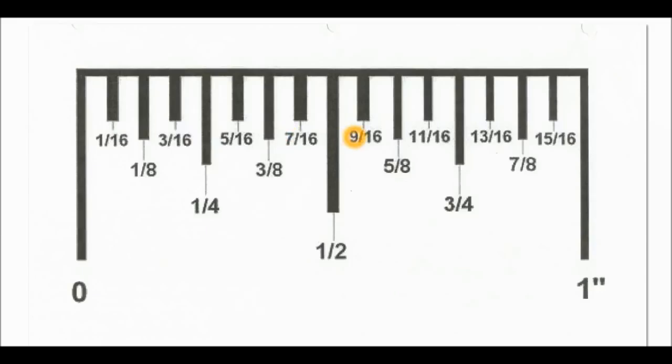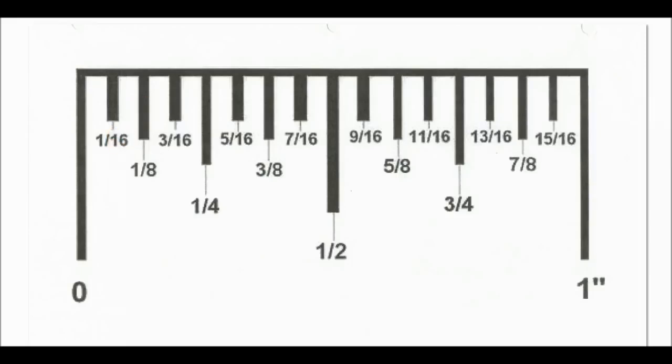Again, your shorter lines are your 16ths, and notice all of your 16ths also have an odd number. That means these fractions are not divisible by 2, 4, or 8, or 16 for that matter. So they're going to have odd numbers in front of them. All your shorter lines are going to have odd numbers over 16.